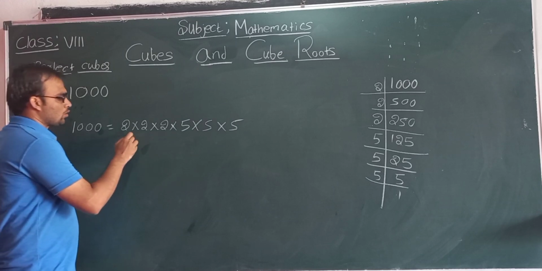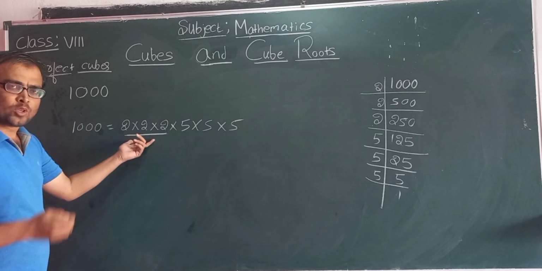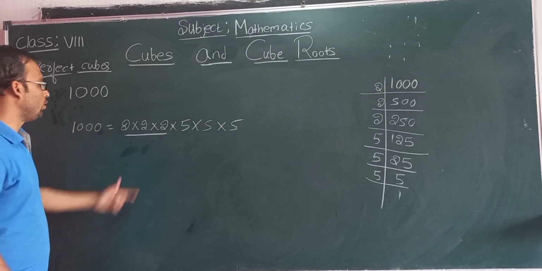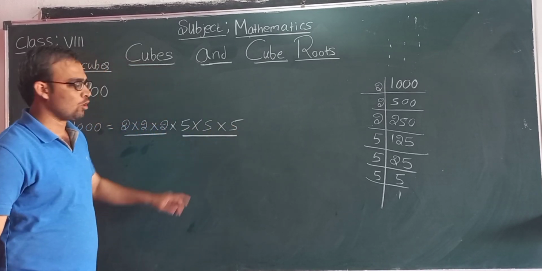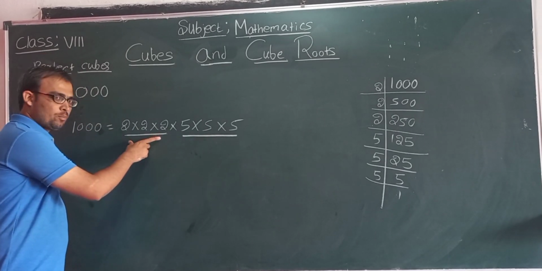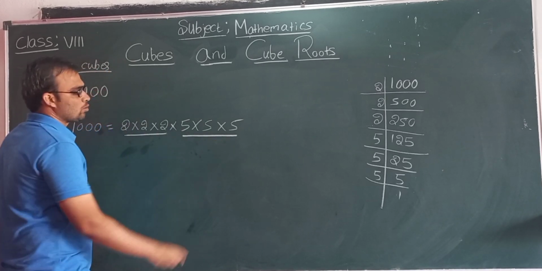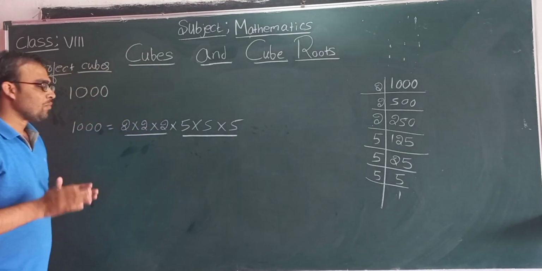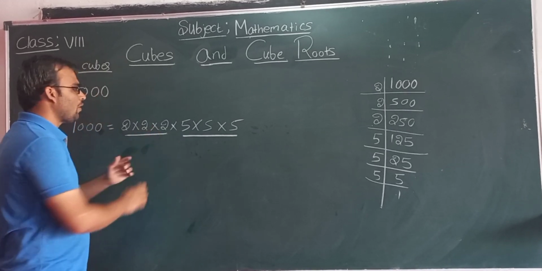So here we group this 2 into 2 into 2. This is one group of same numbers, that is 2 2 2. Here also we can make a group of 3 of the same number, 5 5 5. So no other number is left. We have successfully made the groups of 3.